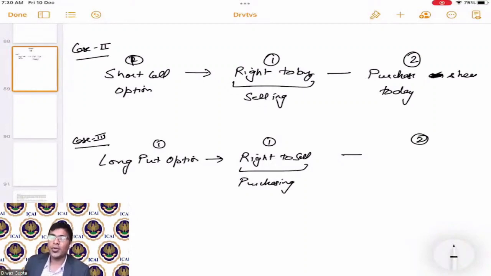yes, Harshad, you are also right. Buying share today at spot price. Harshad, you have responded to case number 2. Maybe the response has come to me delayed, but you are also right, Harshad. Very good, Harshad.